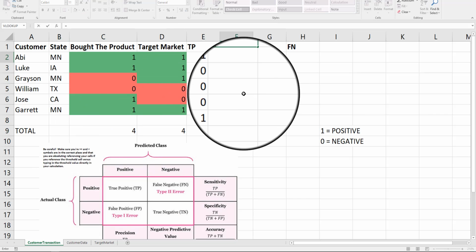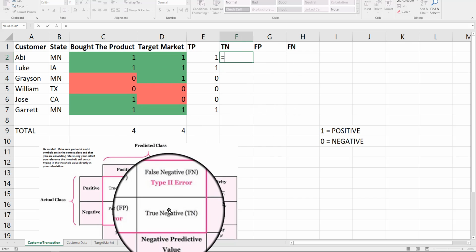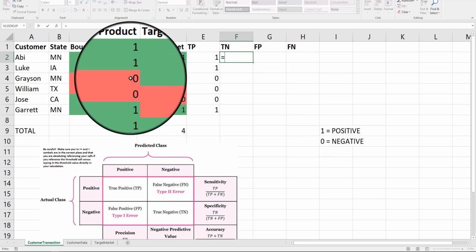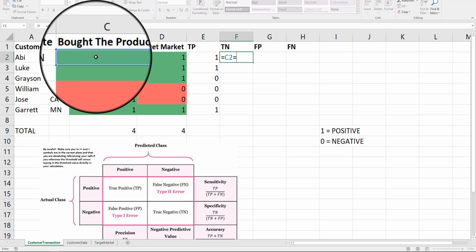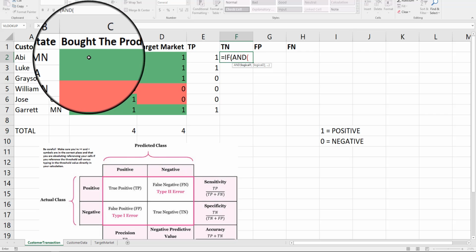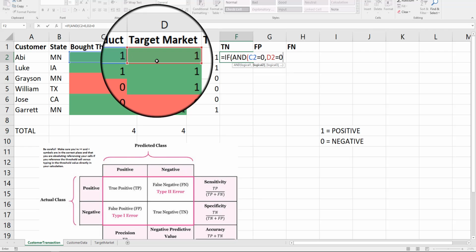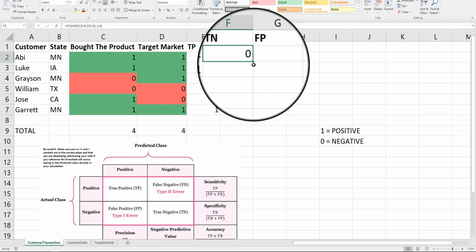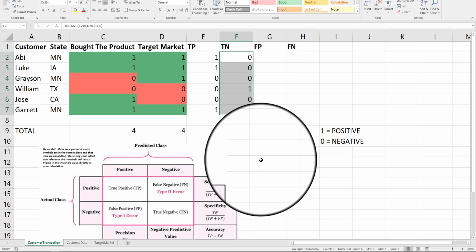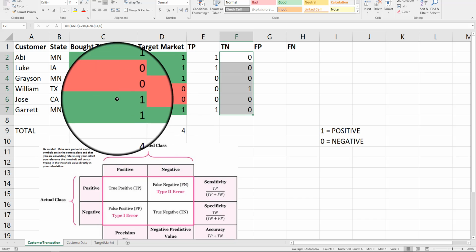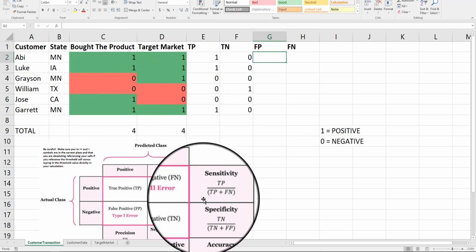So now we're going to go with the true negative. So where's true negative? It's down here on my cheat sheet. So we're going to look for zeros in both cases. This equals, start with the if and. This equals 0. This equals 0. Close that off, put a 1 else 0, and drag down. 0, 0, perfect.